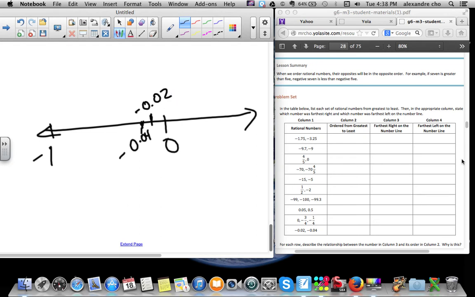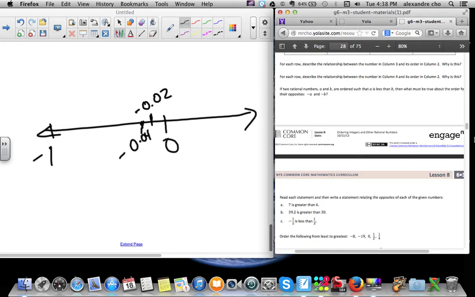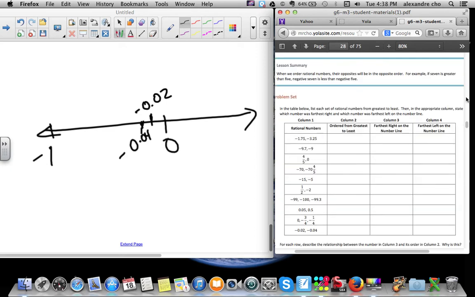All right, so for each row, describe the relationship between what?